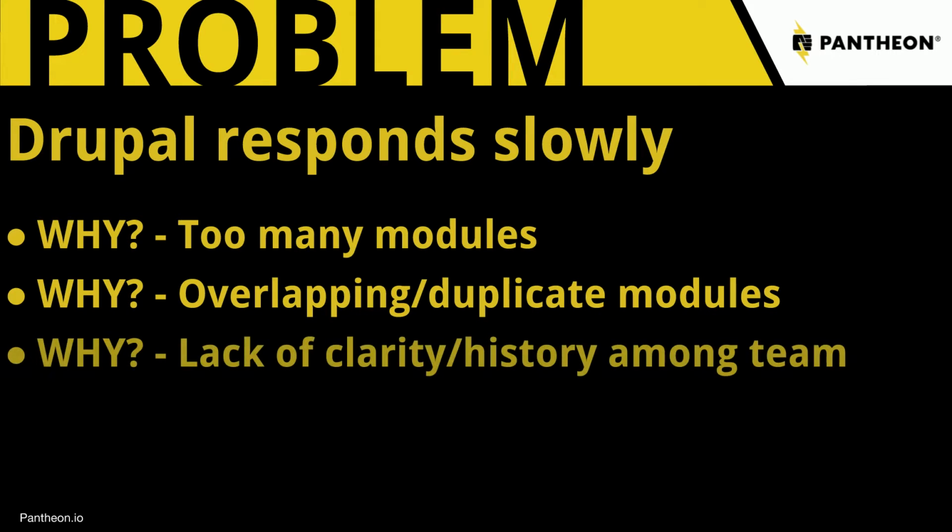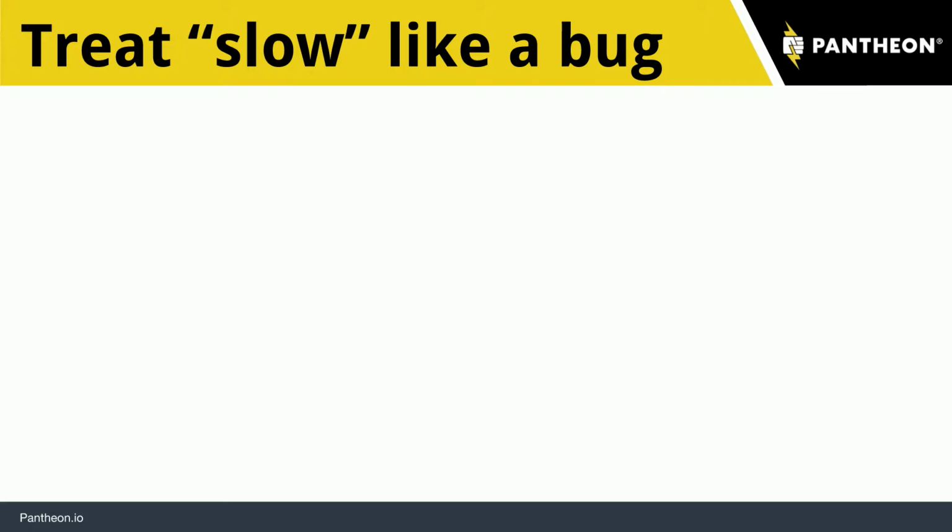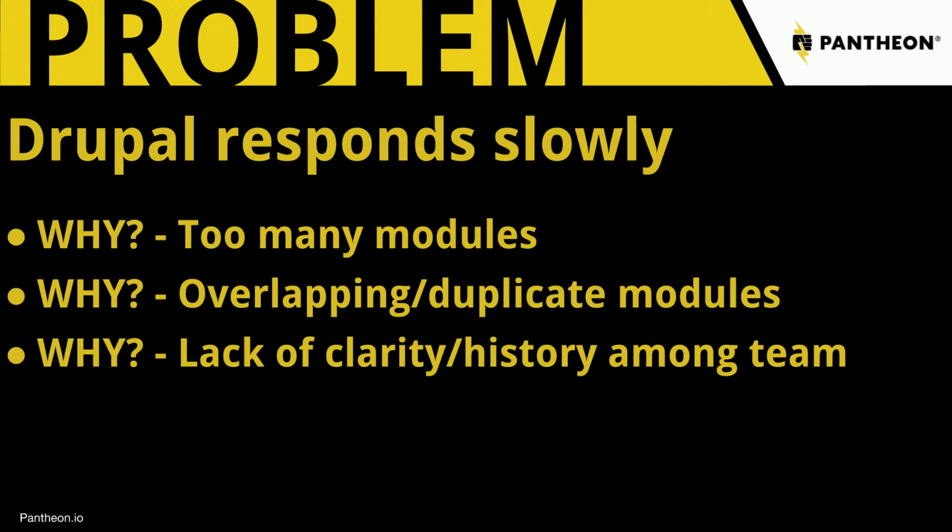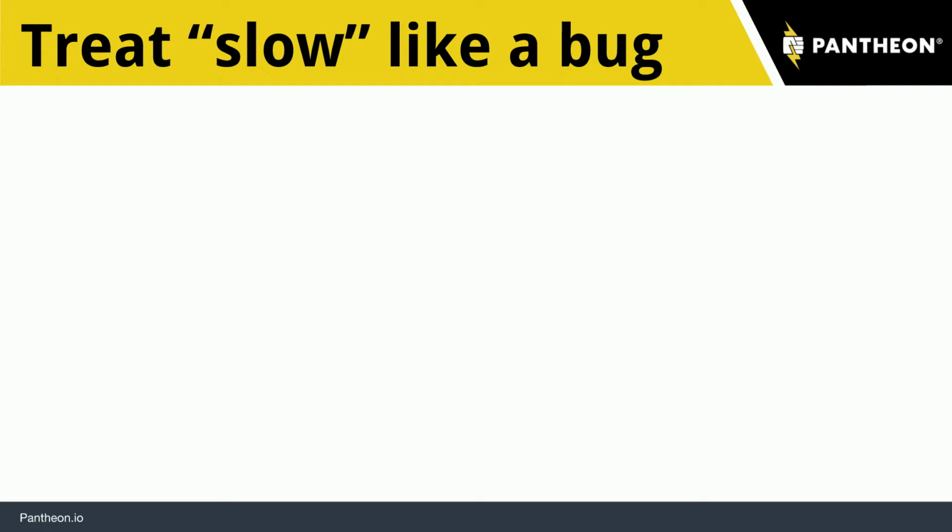So, with overlapping duplicate modules, there's probably a lack of clarity amongst your team. If someone added panels module, someone else adds display suite, that's an indication that there's not enough communication happening, and you're going to add more performance problems in other places.